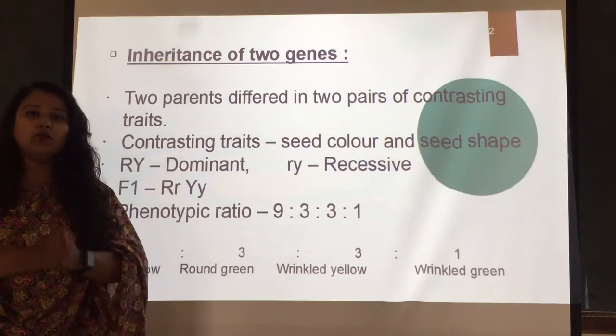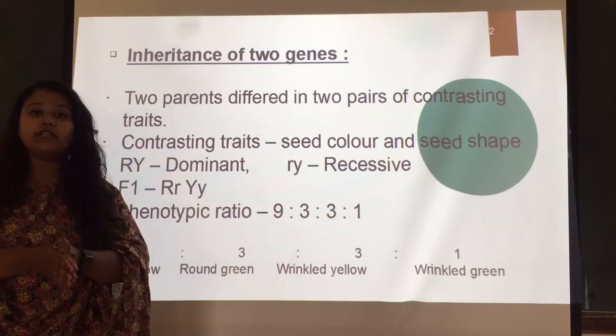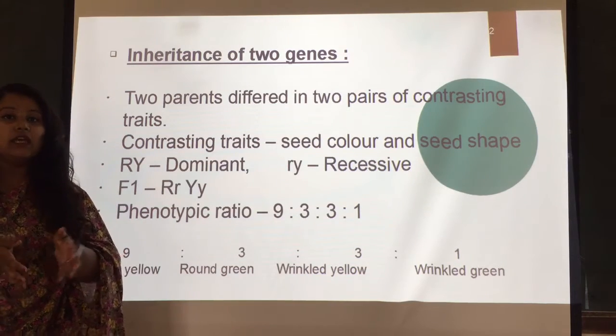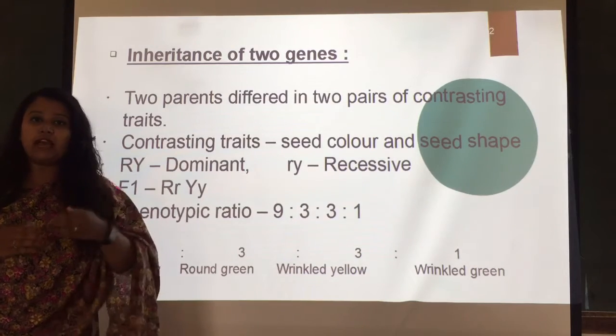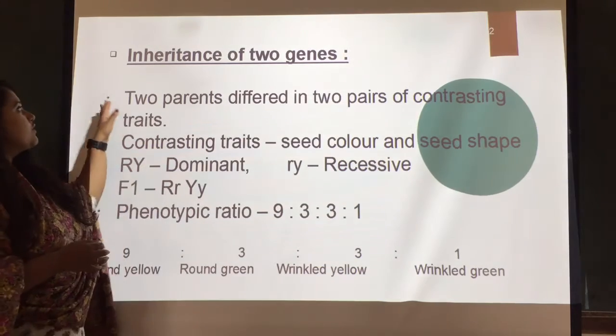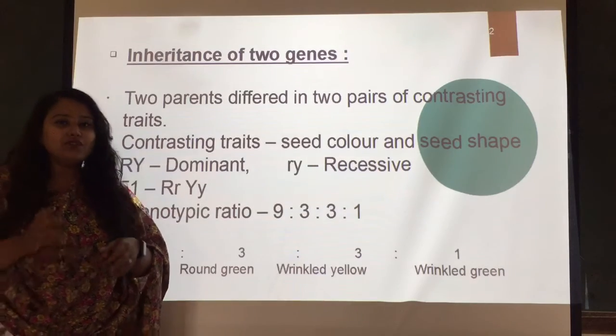Initially we saw about the monohybrid cross, which is also said to be inheritance of one gene. But here, as we can see, we are going to see dihybrid, that means di means two. For this reason, it is also known as inheritance of two genes, right?